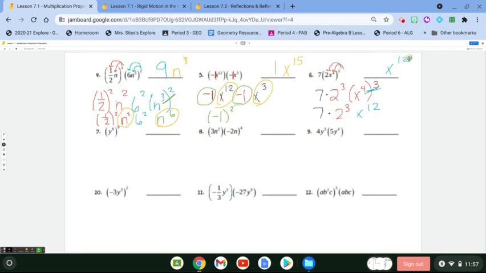And then I'm just going to figure out what the numbers are right now. So 2 times 2 times 2, that's 8. And 8 times 7, that's going to give me 56.